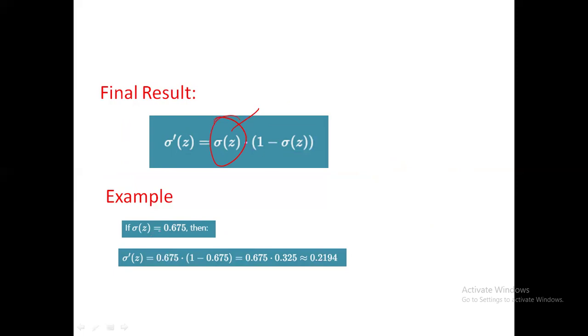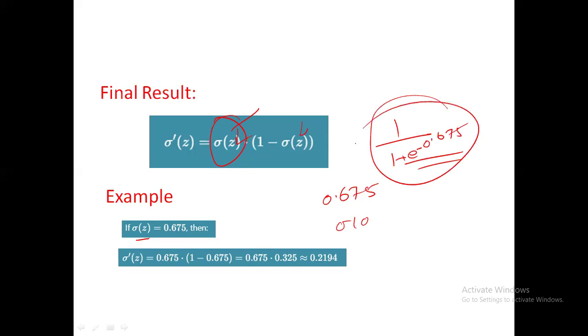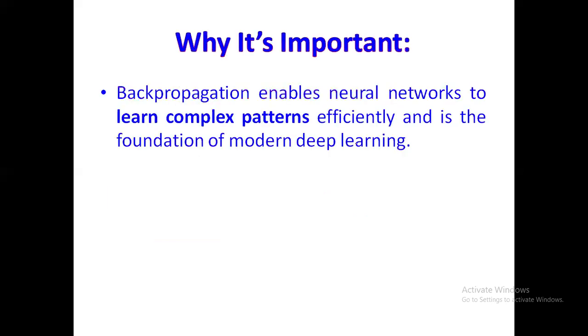So for example, if I am getting the sigma z value as 0.675, I am going to substitute with this. That means we are going to substitute 1 divided by 1 plus e power minus 0.675. We have to use a calculator to find out the exponential value. Finally, we are getting sigma z. So in this way, we are going to calculate the errors. On the example problem, we'll see why it is important.